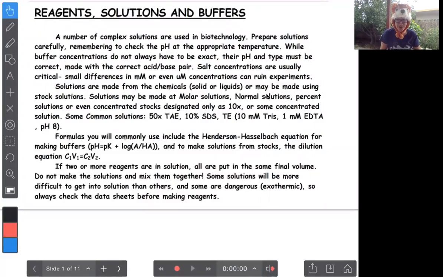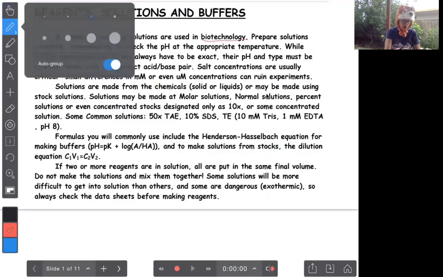And hey, it's Foxtober. All right, let's talk about making reagent solutions. We're not going to really talk about buffers too much today, but we are going to talk about complex solutions used in biotechnology, right? That's what we do.